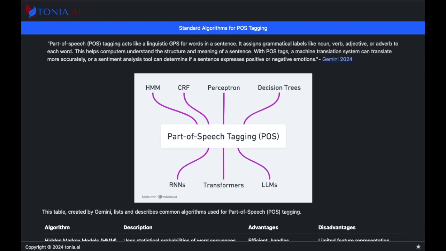We looked at part-of-speech tagging in another lecture. Now we want to look at the standard algorithms that are used for POS tagging.